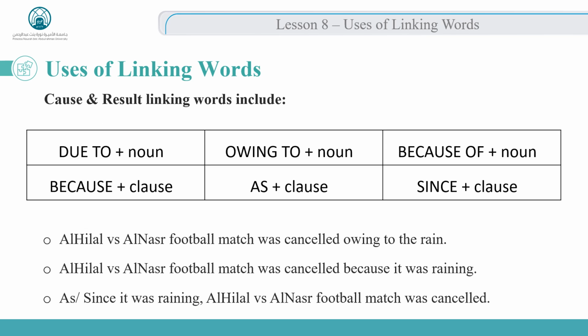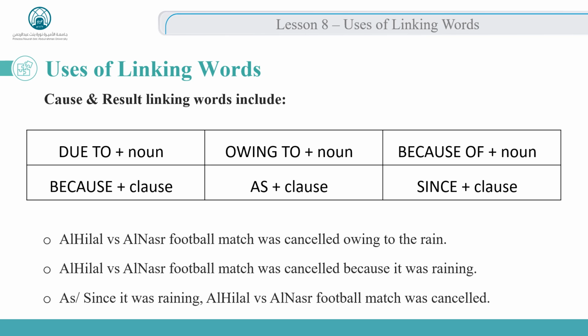The linking words which express cause and result include due to, owing to, because of, and these 3 expressions are followed by a noun. Because, as, and since, and these 3 words are to be followed by a clause. Let's look at the examples.